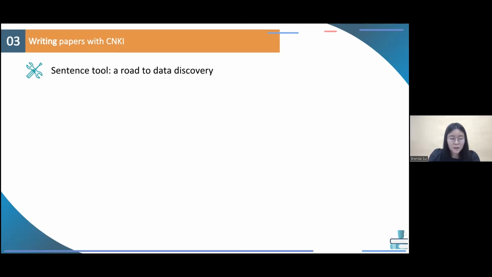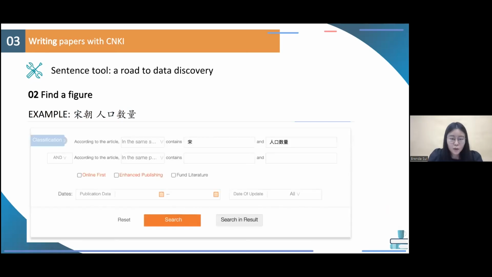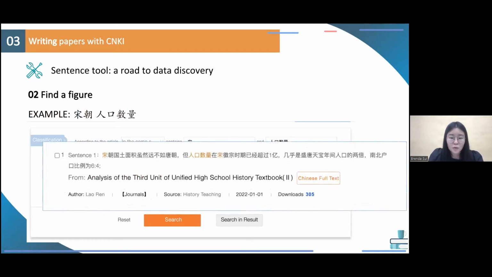Or we can find a figure. For instance, I want to know the population in Song dynasty, but I also want to make sure that it comes from some academic source, not something from common websites. So here I put Song in the first blank and 人口数量 in the second, search within the same sentence because I think these two are closely linked, and get results accordingly.